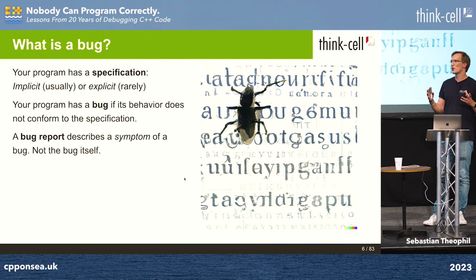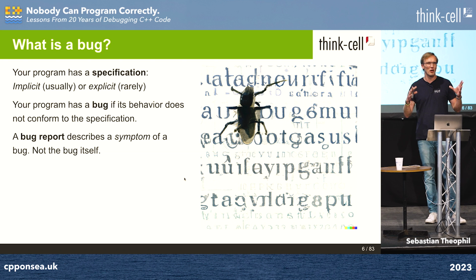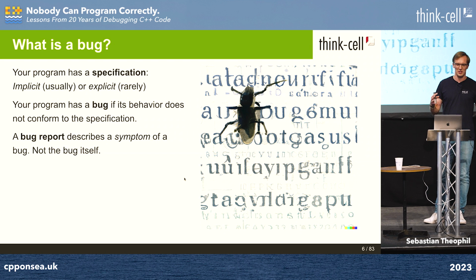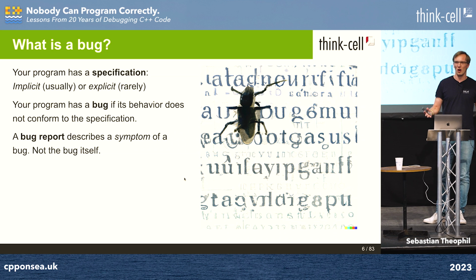Well, we could say that our program has some kind of specification, right? Usually that is implicit. It's something you and your colleagues have some shared idea of. And in some rare circumstances, it's actually a formal specification that is written down. And now, of course, our program has a bug if its behavior does not conform to that specification. What we get usually is not a description of the bug. It's just some user feedback, some bug report that describes a symptom of a problem. Something is wrong, but we don't know what yet.